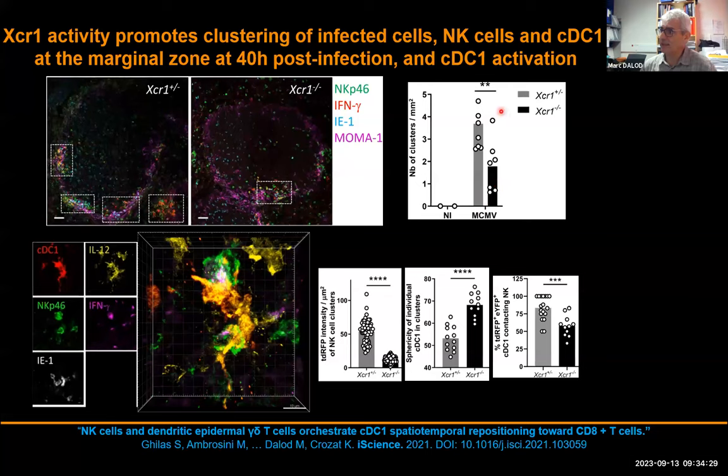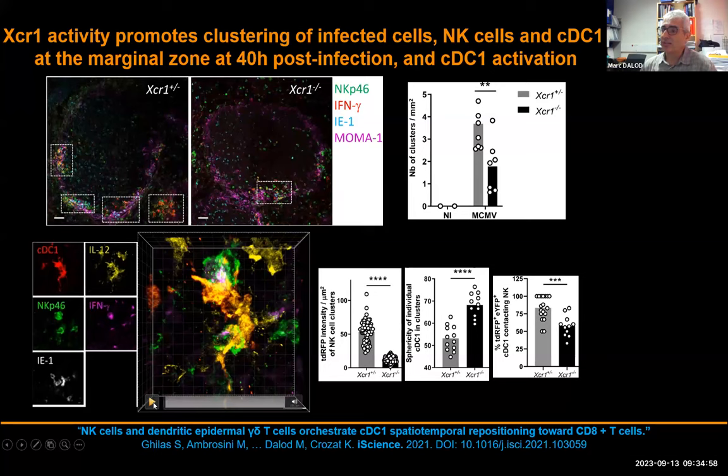This was carefully quantitated on whole spleen sections from many mice. And you can see that the number of NK cell clusters with infected cells per millimeter square of the spleen is strongly decreased in XCR1 knockout mice after infection as compared to wild-type mice. Here is an illustration again of the fact that cDC1 are in tight contact with infected cells and with NK cells producing IFN gamma.